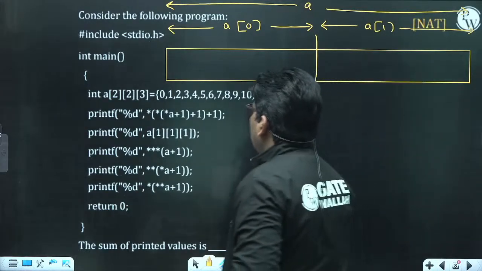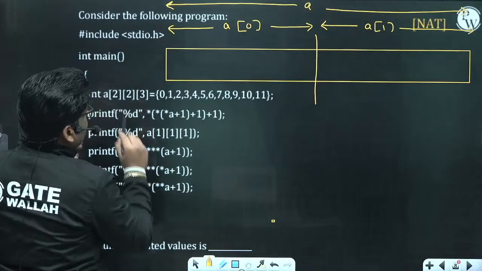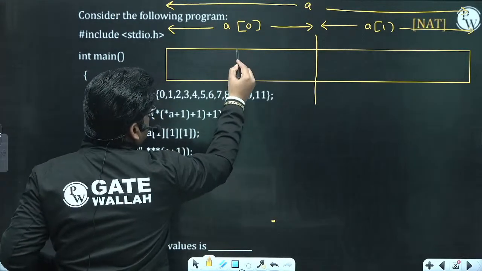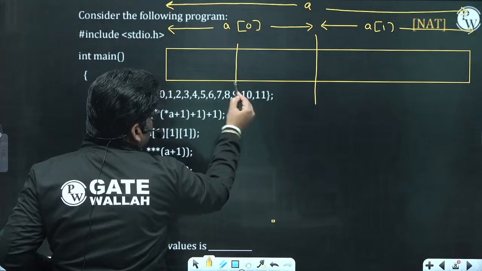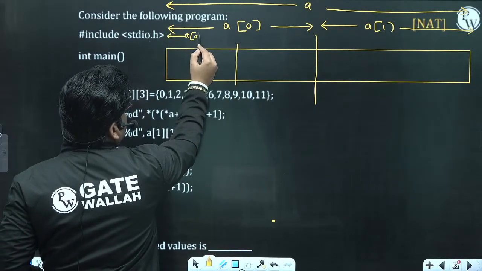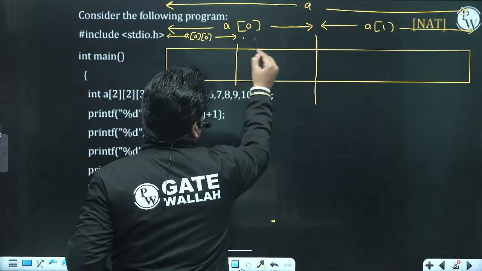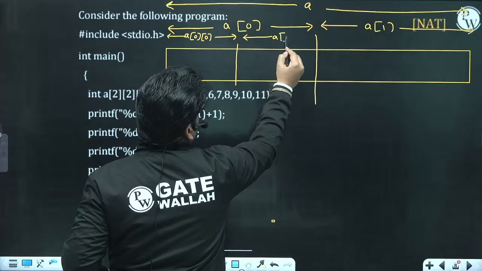Okay, sir. Coming to A0, A0 again contains two elements. That means for A0, again, there are two parts. That means, can I say this is A00 because this is the first element of A0? And similarly, we have A01.